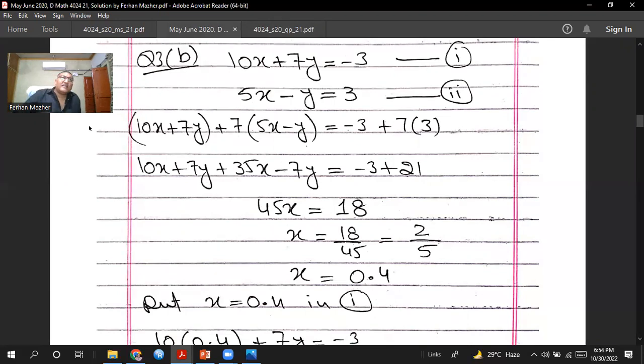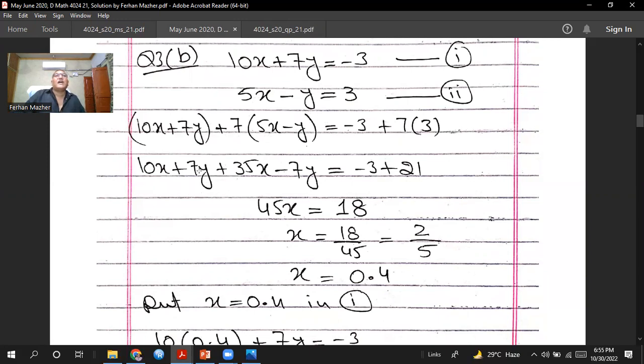So you can see here, this is 10x plus 7y. That's the left side of the first equation. Plus 7 bracket 5x minus y bracket close equals to minus 3 plus 7 into 3. So it will be 10x plus 7y. This 7 will multiply with both these terms. So you will have 35x minus 7y equals to minus 3 plus 21.